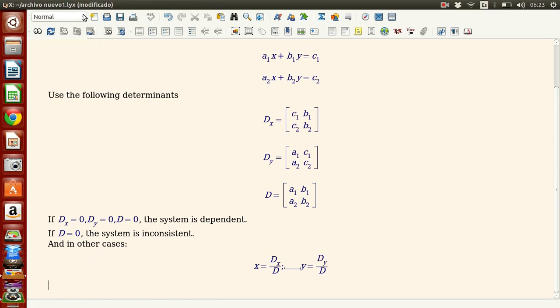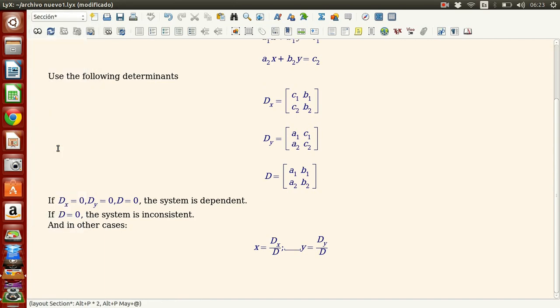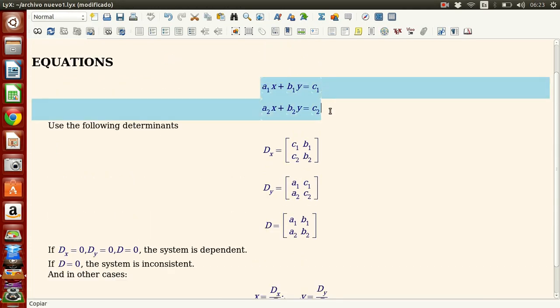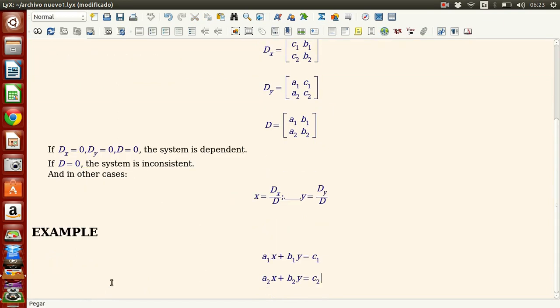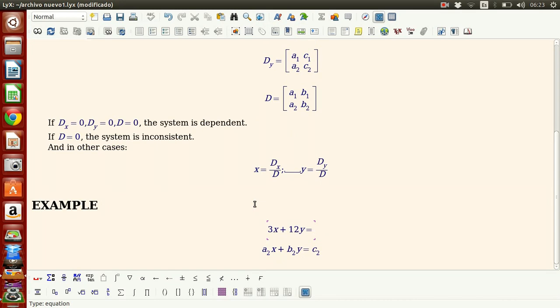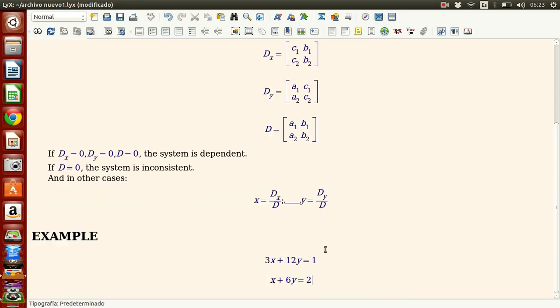Now let's see an example. Let's use it pretty quickly in an example. Example: 3x plus 12y equals 1, and x plus 6y equals 2. Okay, so we're going to apply Cramer's rule to solve the system.